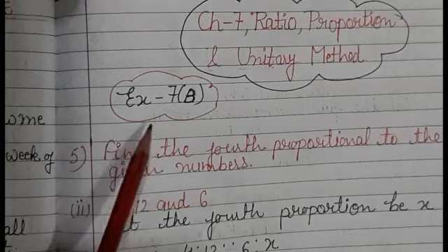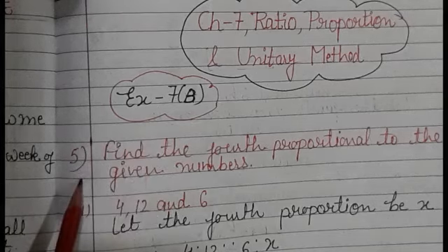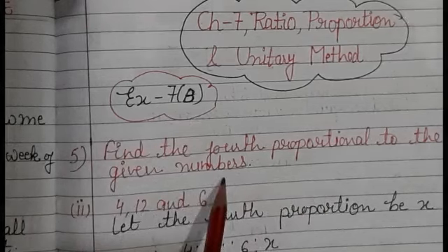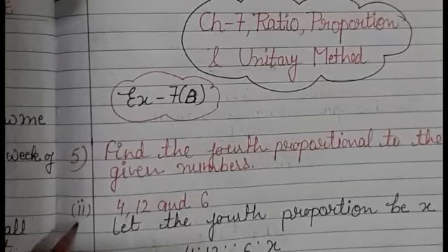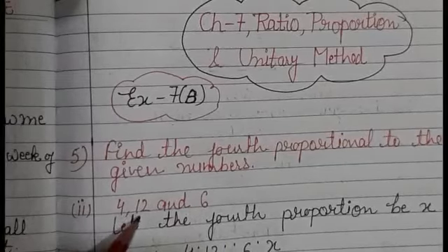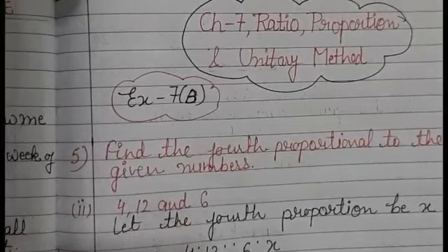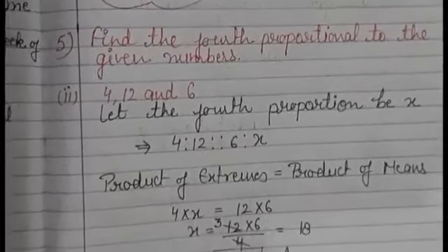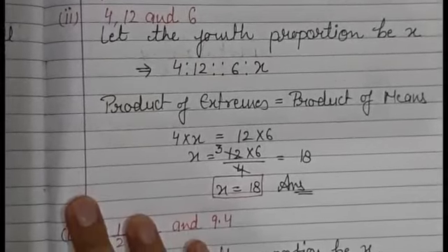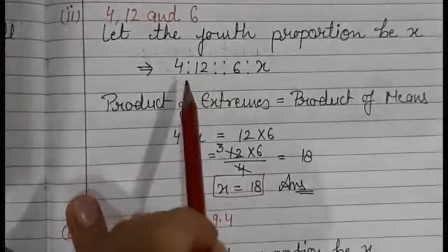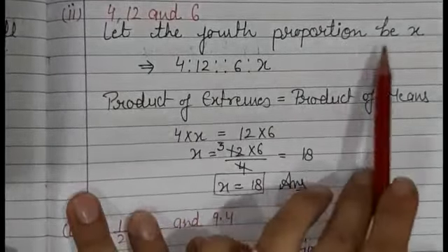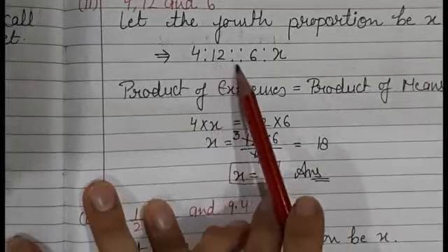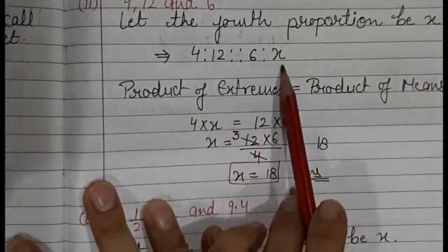Now come to exercise 7B, fifth numerical. Find the fourth proportional to the given numbers. I have taken second part, 4, 12 and 6. In that case, first we have to let the fourth proportion be x, right? So if the fourth proportion be x, then you can write 4 is to 12 as 6 is to x.